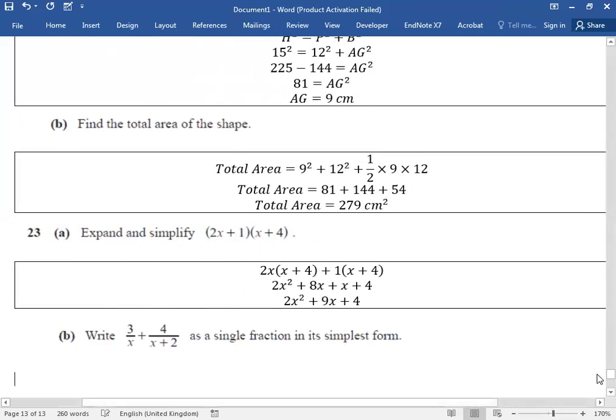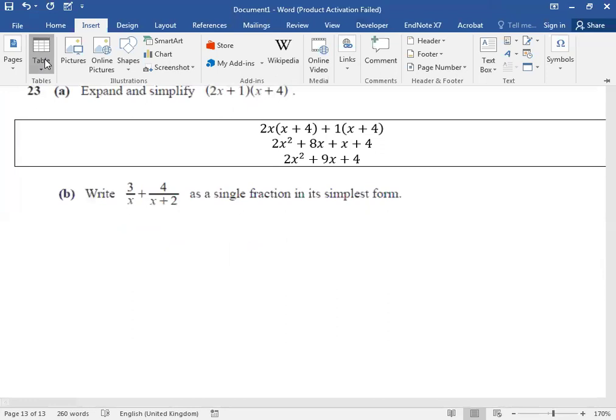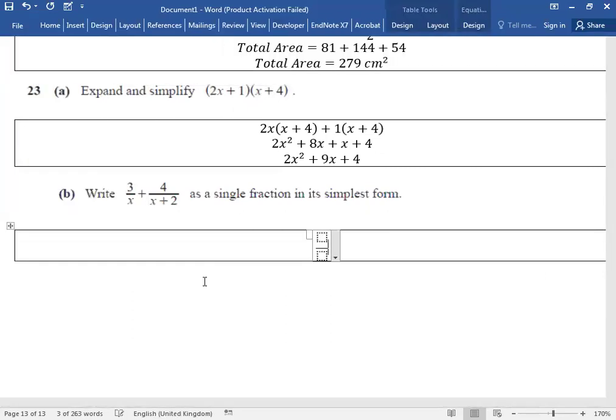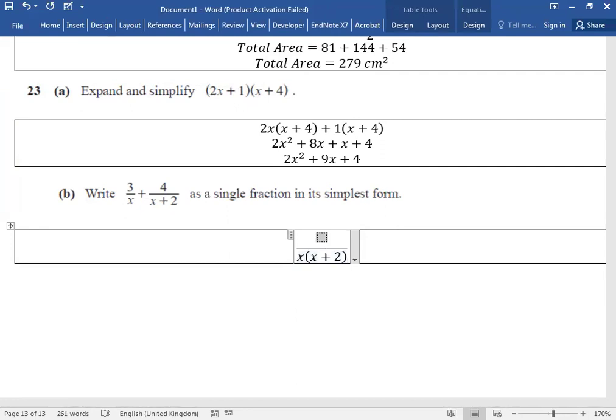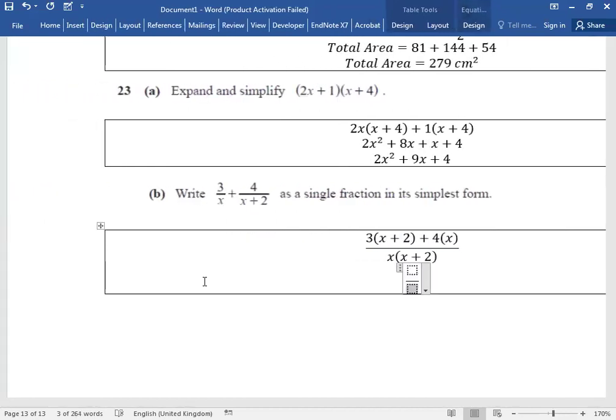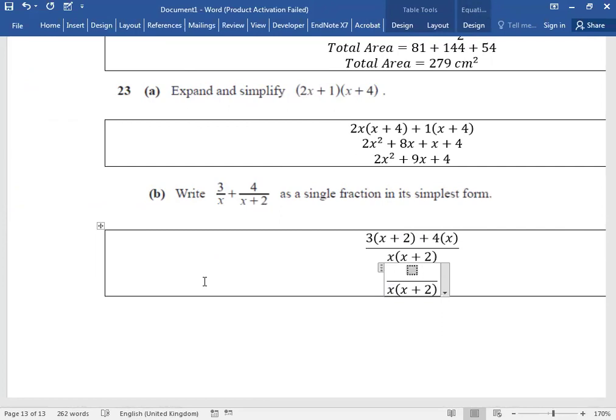What about this one? LCM of x and x plus 2. 3 will multiply by x plus 2, plus 4 will multiply by x. Use appropriate brackets, please. When you have the same denominators, can I write it with a single denominator? Writing together or separately is the same thing. So 3x plus 6 plus 4x. What do you get?